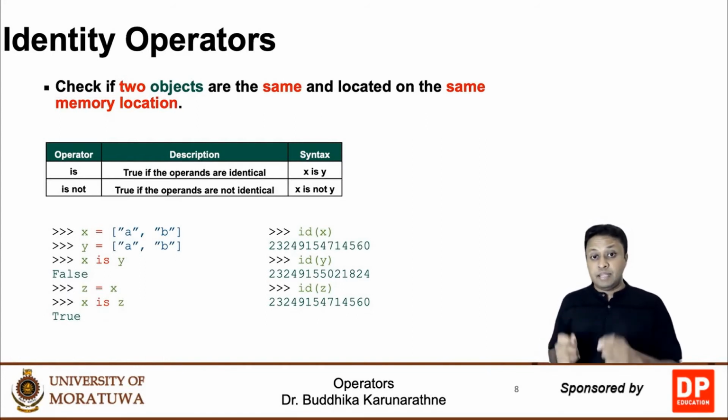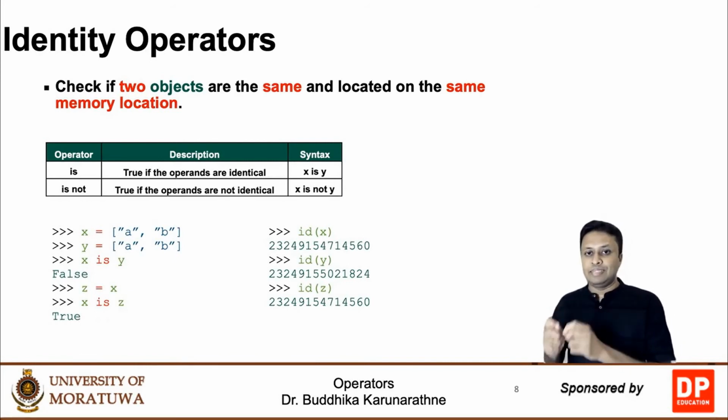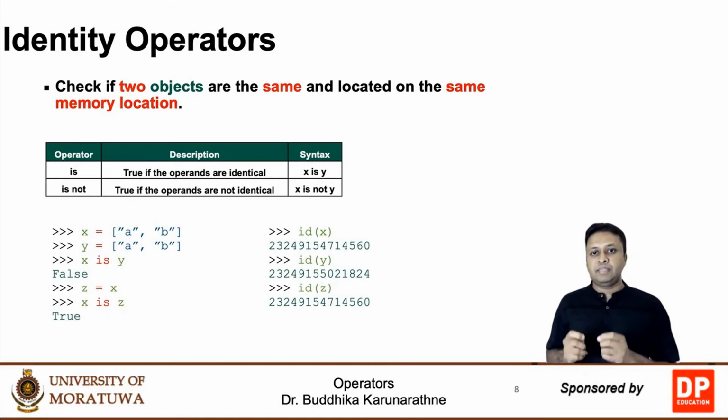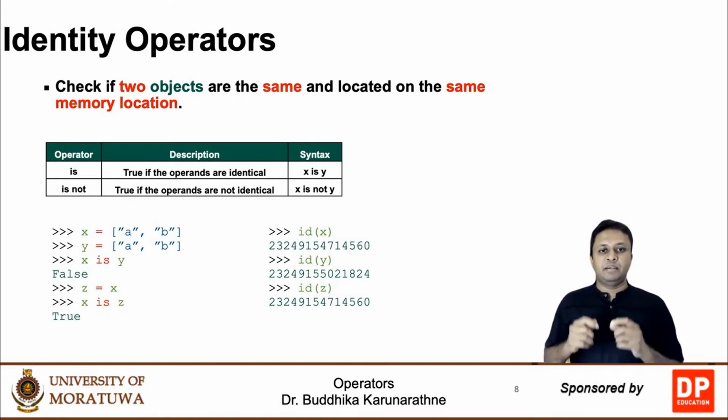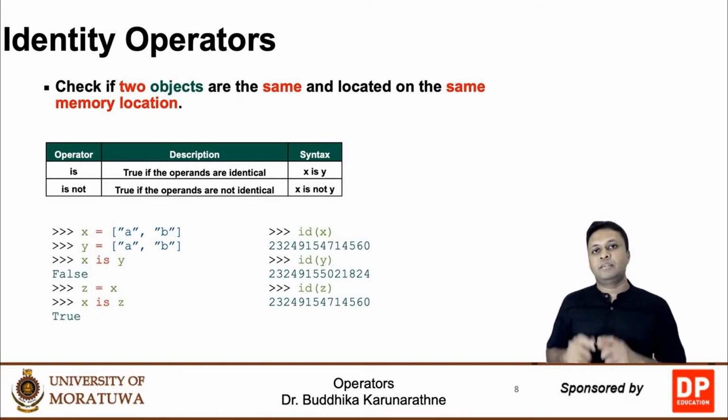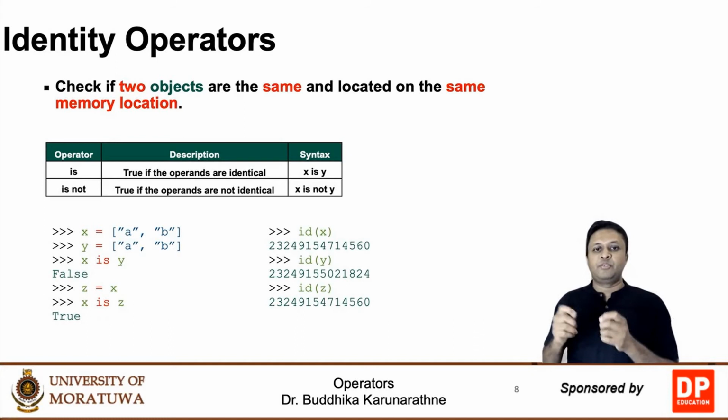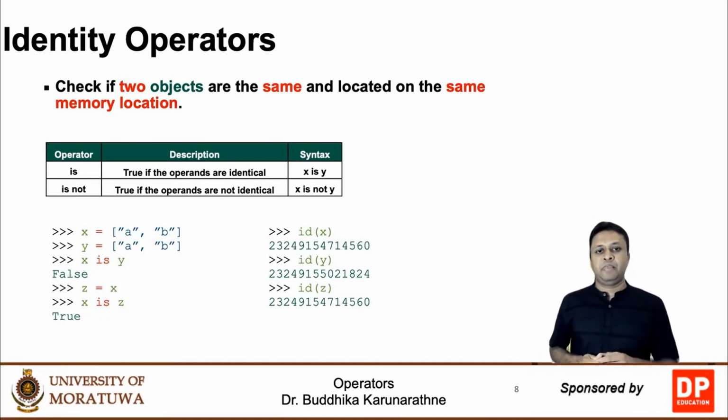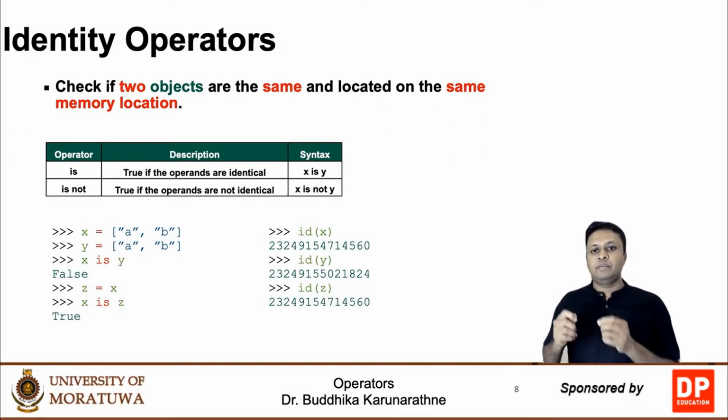When you make an assignment like X equals Z, Python merely creates a second reference to the same object. Therefore, when you try X is Z, it returns true, because basically it is the same thing. As you can see, both X and Z have the same object identity.